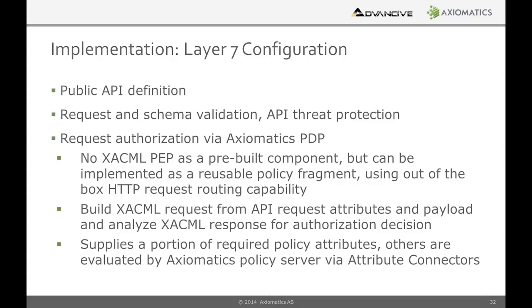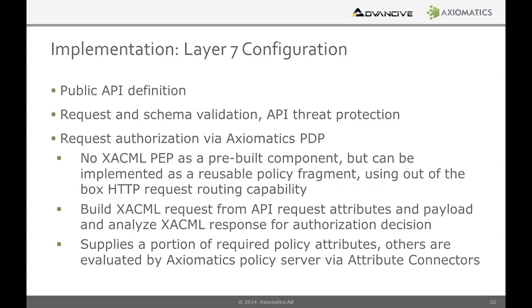And after we submit the request to the Axiomatics PDP, we will analyze the XACML response to determine what the authorization decision is. Right? So essentially, we completely take the decision for authorizing the request out of Layer 7 and onto Axiomatics, using the policies that we have developed.